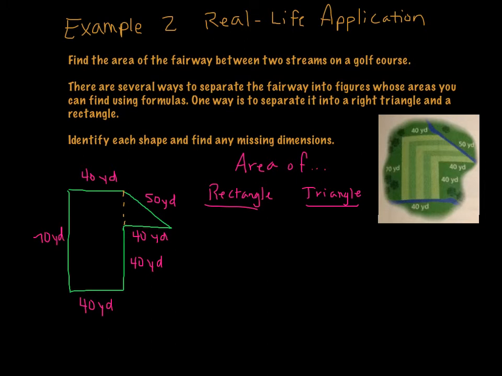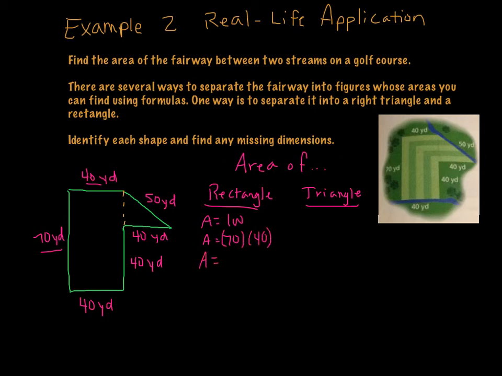So they've given us all this information. Now let's see what we can plug in. So the rectangle. Let's find the area of the rectangle. If we know that area equals length times width, and we know that the length and the width, we've got 70 yards and 40 yards. So we should just have 70 times 40.